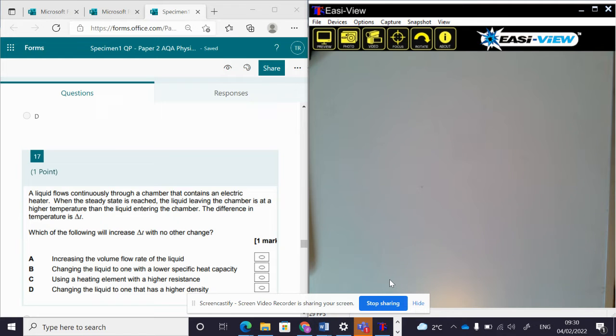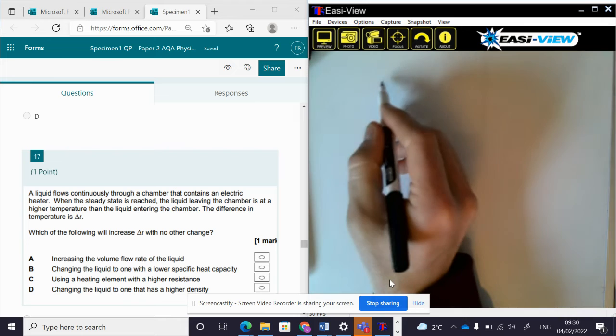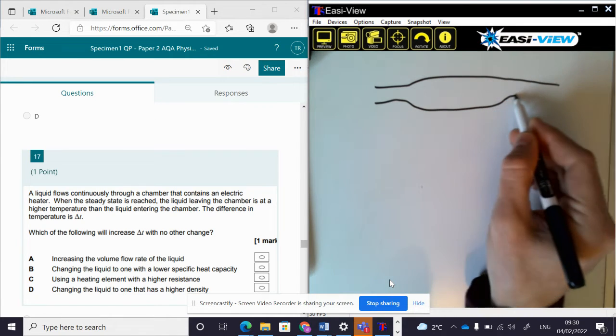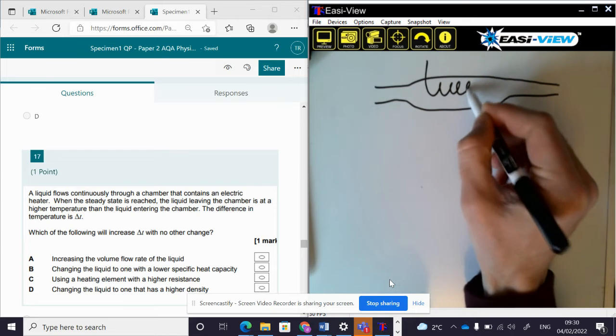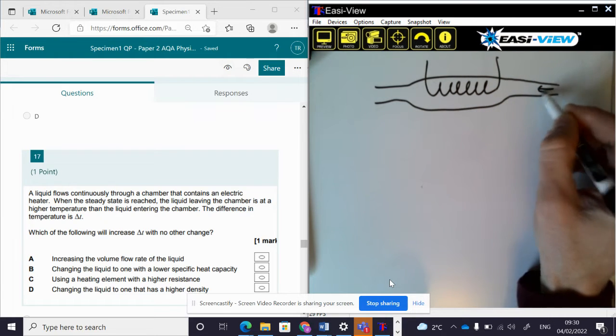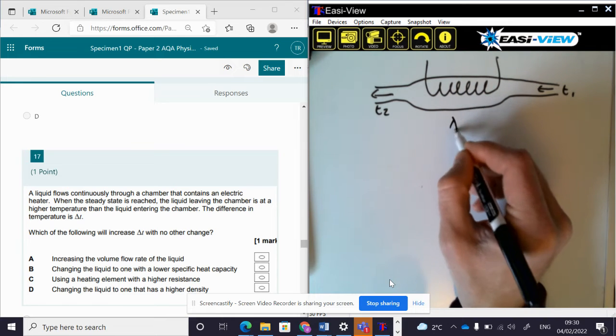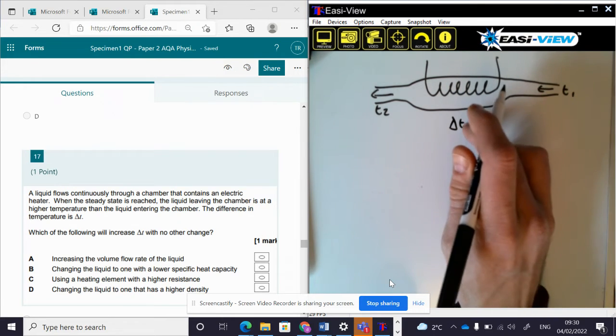This question is about specific heat capacity and volume flow rates. So we've got a situation where we've got a heating element within a liquid, and the liquid comes in at one temperature, comes out at a different temperature, and we're given the change in temperature, delta T.